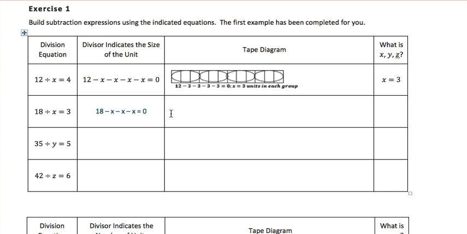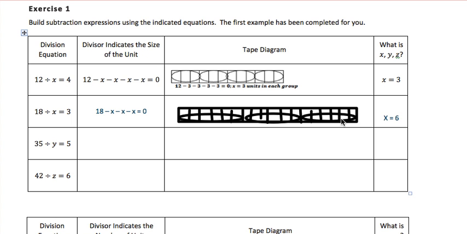Then in our tape diagram, we need to have 18, and x will have to be 6. Because if we subtract 6, that'll give us 12, 6 more will give us 6, and 6 more will give us 0. So the value of x is going to be 6. And so you can see there are 18 in the tape diagram. And in order to have equal groups, I had to group them off in 6 pieces at a time. So 18 minus 6 minus 6 minus 6 will equal 0. x is equal to 6.